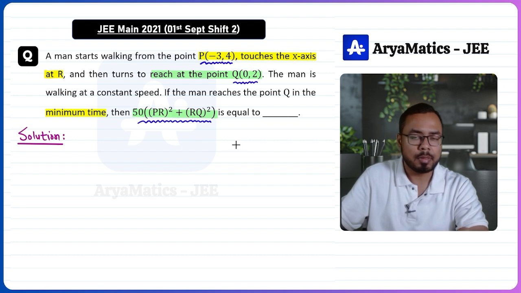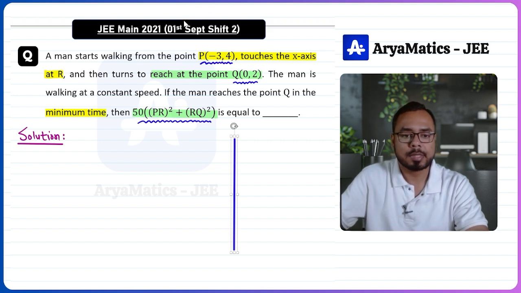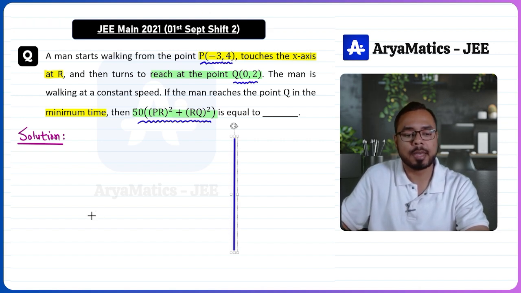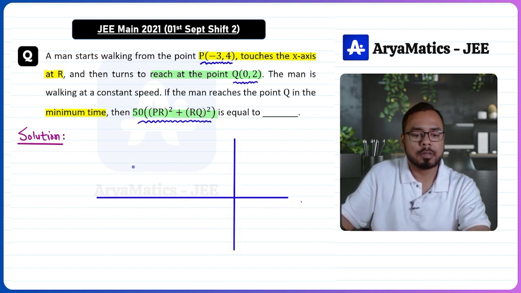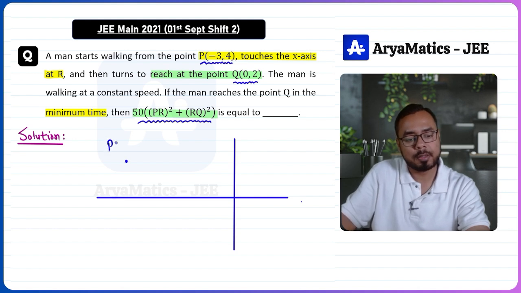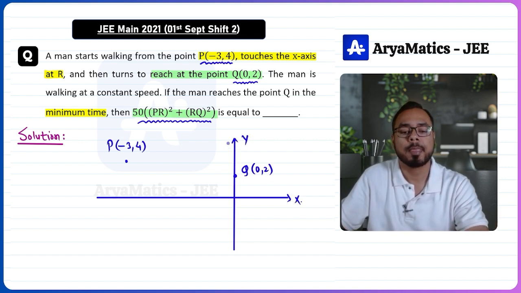Here the point is given in the second quadrant. So let us draw the x-axis here. This one is the y-axis, and here we have the x-axis. This point is, let us say, P(-3, 4). And point Q is somewhere here. This is point Q(0, 2). These are our coordinate axes. This one is x and this vertical line is the y-axis.